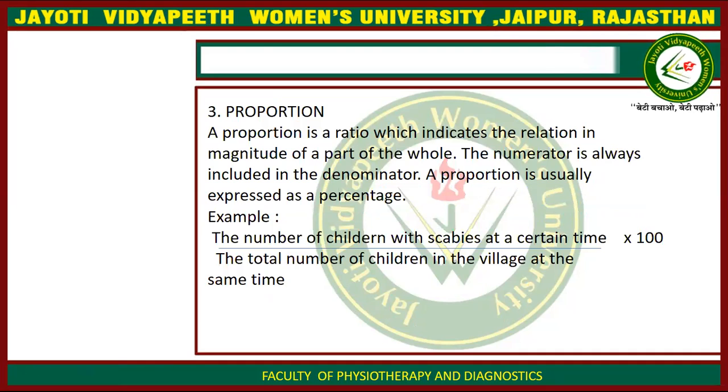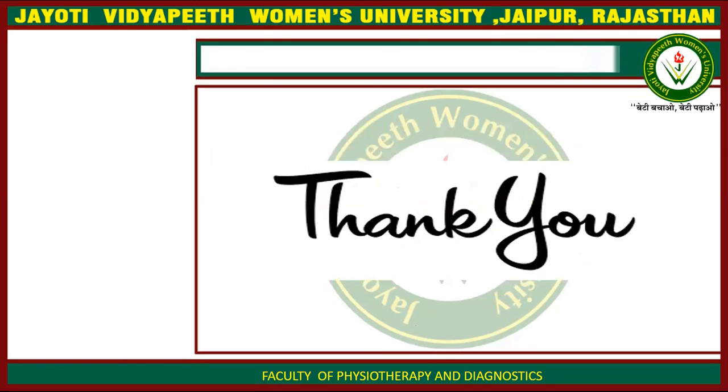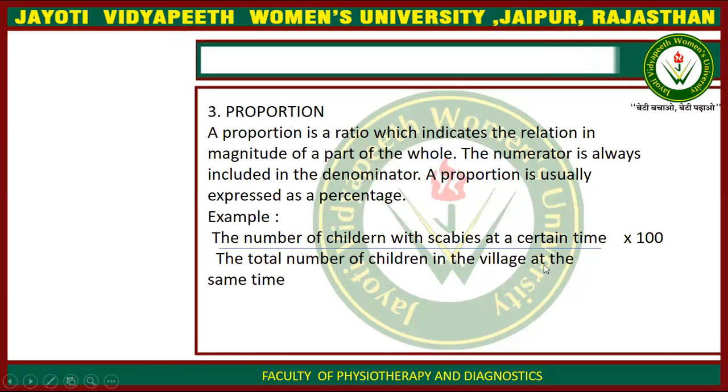Third point is proportion. A proportion is a ratio which indicates the relation in the magnitude of a part to the whole. The numerator is always included in the denominator. A proportion is usually expressed as a percentage. For example, the number of children with scabies at a certain time upon the total number of children in the village at the same time into 100.